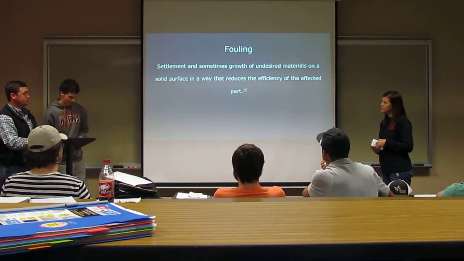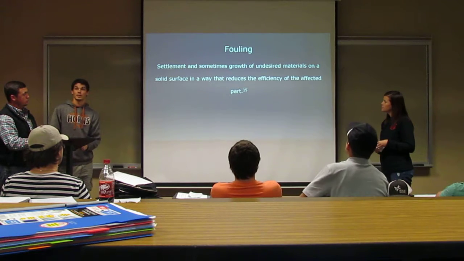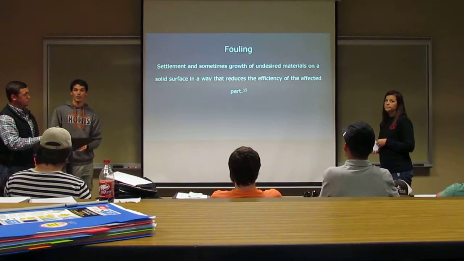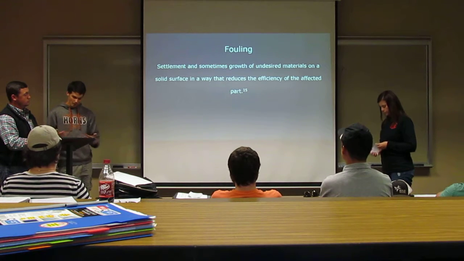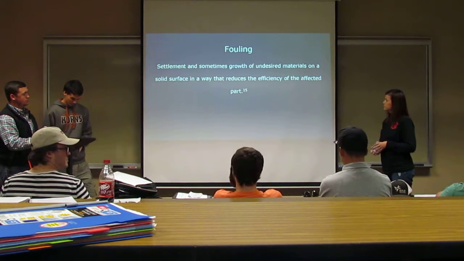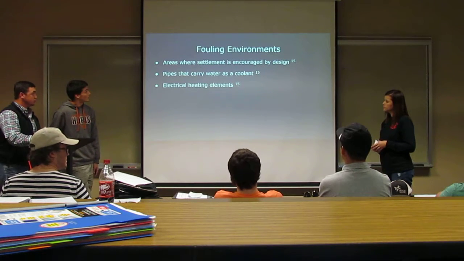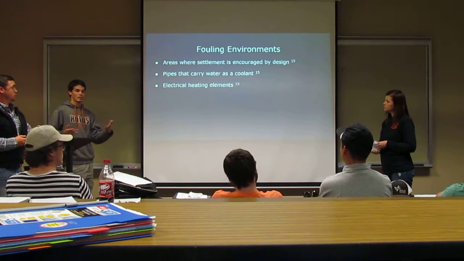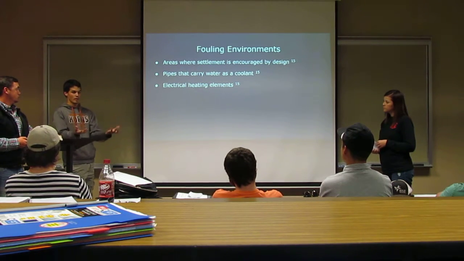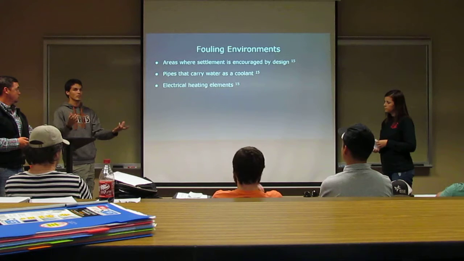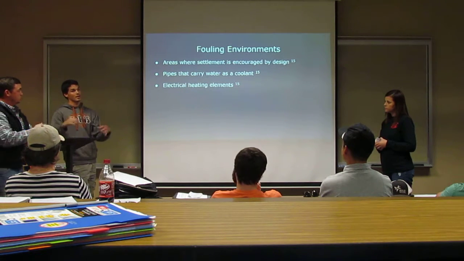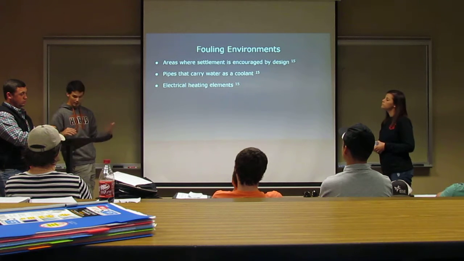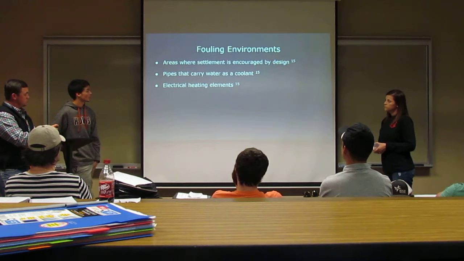Alright, fouling is the settlement and growth of undesired materials on a solid surface, and it always reduces the efficiency of a part or a system or a piping system. It occurs in areas where settlement is encouraged by design. For example, heat exchangers have lots of heat and cold on the bottom, so a lot of materials like to settle down and deposit on the bottom, and it messes up how the heat exchanger works.